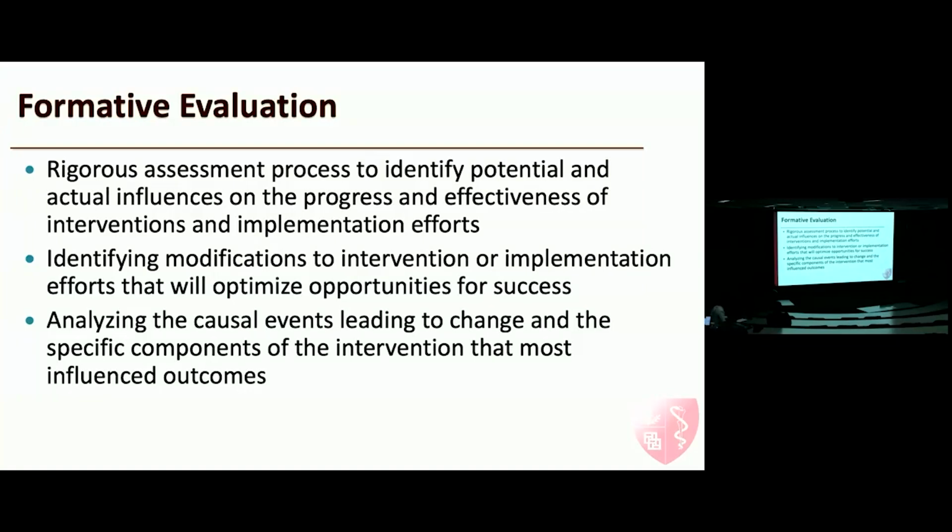There are a lot of trials who do process evaluation, but there it's mostly a passive sort of observation of, okay, how are things being implemented, but you're not actually changing how things are being implemented. In formative evaluation, you use a rigorous assessment process to identify the potential influences on the trial, and then you identify modifications of those interventions to optimize your implementation strategy, and also analyze the causal events that led to the change in specific components of the intervention that most influenced outcomes. Like if we did this X adaptation, this had more of an effect, and if we did a Y adaptation, it actually did not change the outcome at all. So that entire process is called formative evaluation.